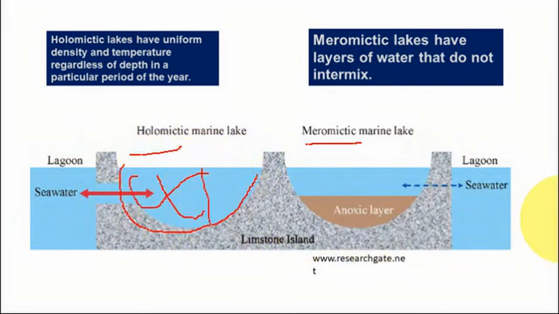Meromictic means the mixing is not very homogeneous, but it is considerable. So in meromictic lakes you can find layers where the water does not intermix. This is the upper layer and this is the lower layer. The water does not mix in meromictic lakes.